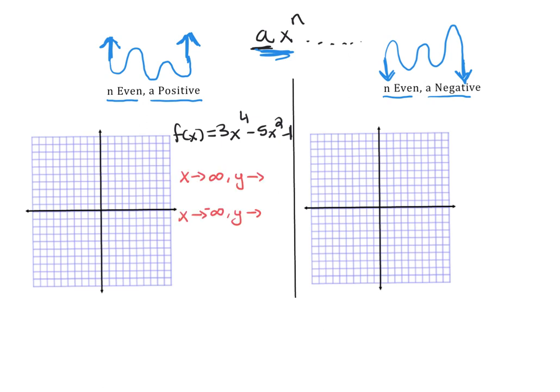Before even looking at the graph, I could write the end behavior as x approaches infinity, y will approach infinity. As x approaches negative infinity, y will approach positive infinity.